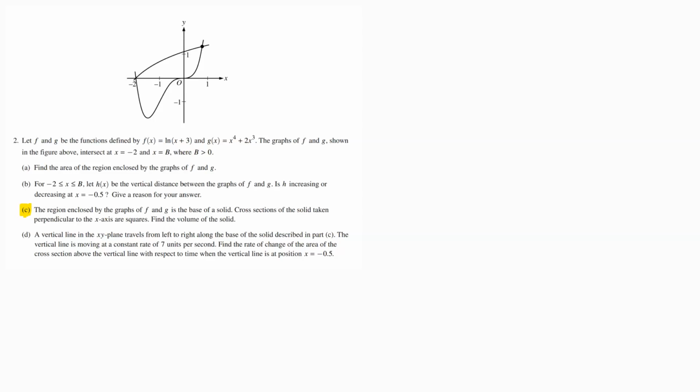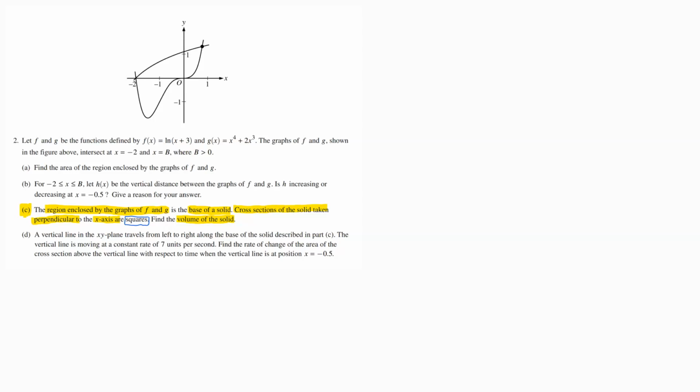Part C is talking to us about the region enclosed by the graphs of f and g, which we've talked about in these previous videos, is the base of a solid. What we're trying to do is use cross sections of the solid that are perpendicular to the x-axis, and they're telling us, most importantly here, that those things are squares. And they want us to find the volume of that solid. This is a classic cross-sectional area volume setup.